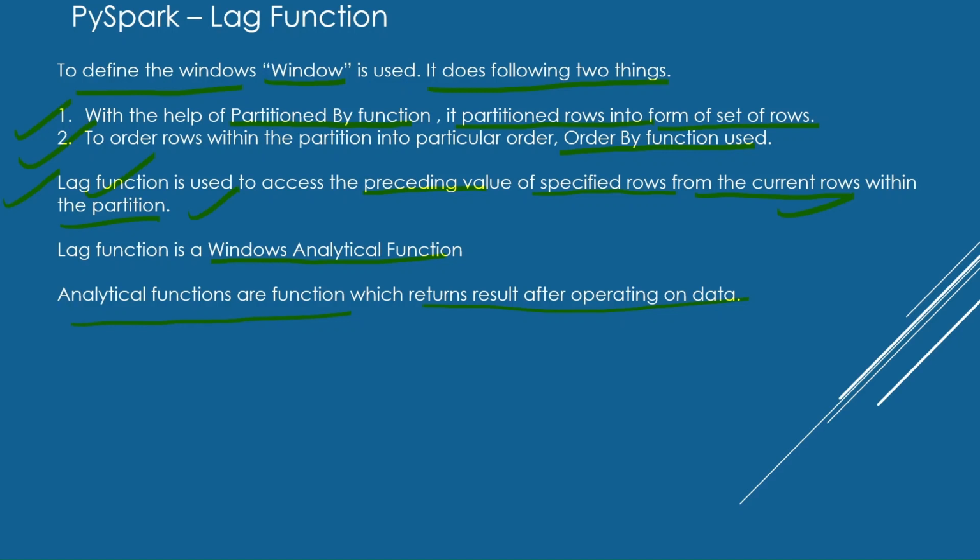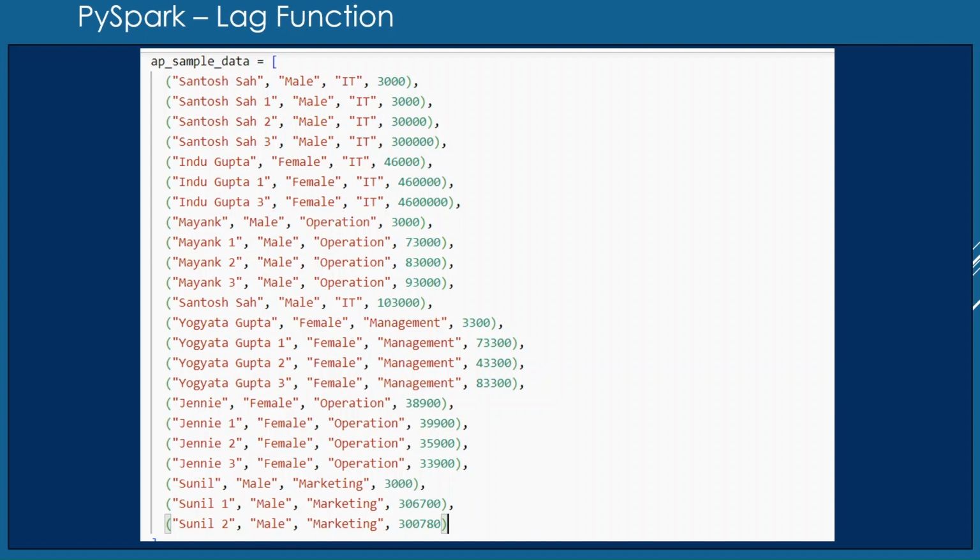Let's do an exercise in which I will show you how we can use the lag function to get the preceding value of a specified row from the current row within the partition. Here I am creating a list variable which has these sets of data. This data we will be using in our exercise.